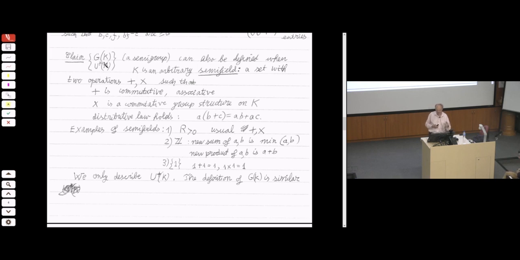So if you take this set with one element, then you can define the sum 1 plus 1 equal 1, and 1 times 1 equal 1. It satisfies the axioms. So now I want to give a definition of this, but in the definition I will only talk about this upper triangular part because I don't want to be too technical. It's a similar definition for G of K, but in order to be less technical, I will only talk about U plus of K.